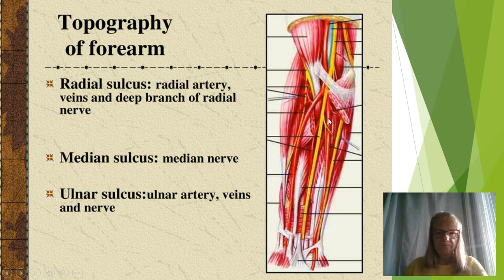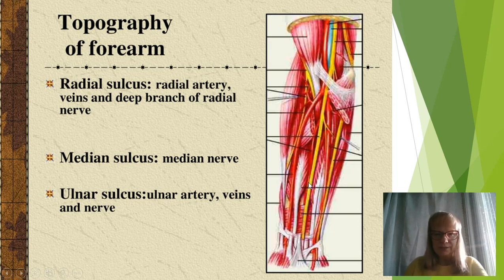So, content of each groove. Radial sulcus has the radial artery, two radial veins, again two we have, and the deep branch from the radial nerve. Here we have the radial nerve, main trunk located on the posterior aspect of the forearm, but it gives the deep branch, which is located here in this radial groove.